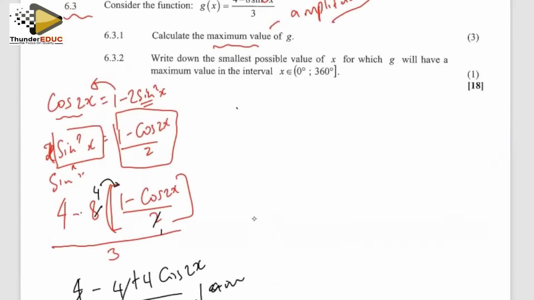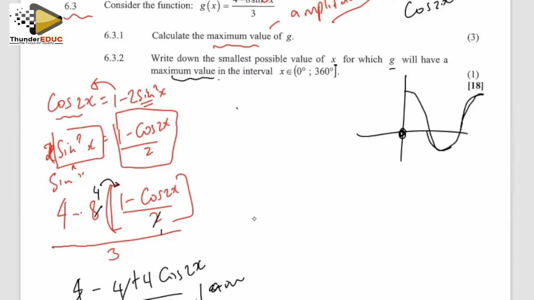Then 6.3. Write down the smallest possible value of x for which g will have a maximum value. So they're asking us, where do we find the graph to be maximum? What x value is it? So we know that the graph of cos 2x between 360 and 0 should be something like that, round about that. Okay, so at this point, that's where we're getting our maximum of 4/3. Then at this point also, we shall have 4/3 as our maximum. But remember, they're asking for the smallest possible value of x.